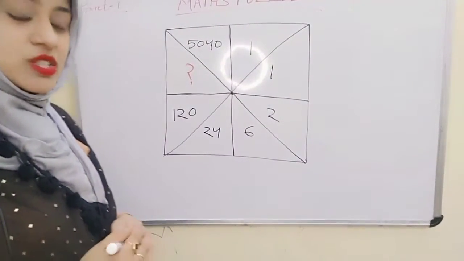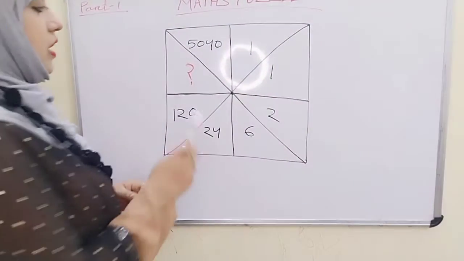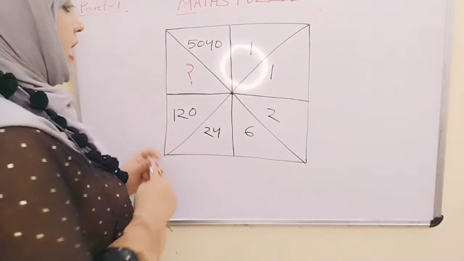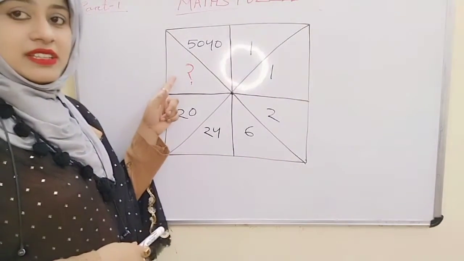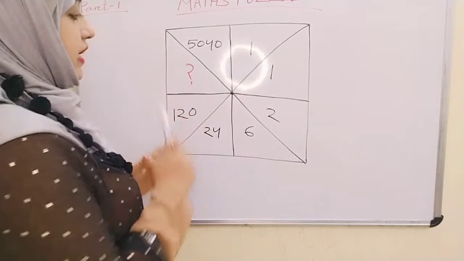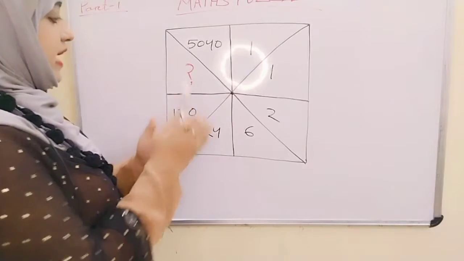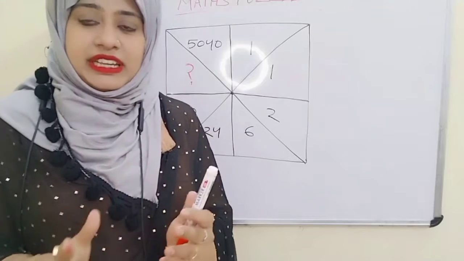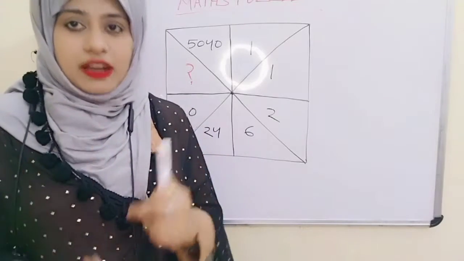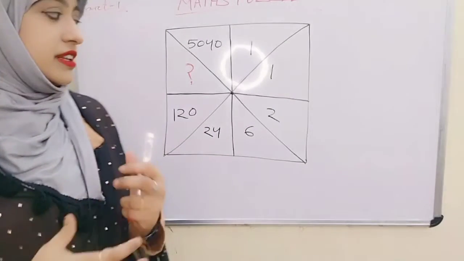Hey guys, let's solve this puzzle. You can see this box. Here are some numbers and one number is missing. You have to find this number. Okay, so let's see. So guys, if you solve this type of puzzles, you just have to notice the relation between the numbers. Okay, so what are the relations?